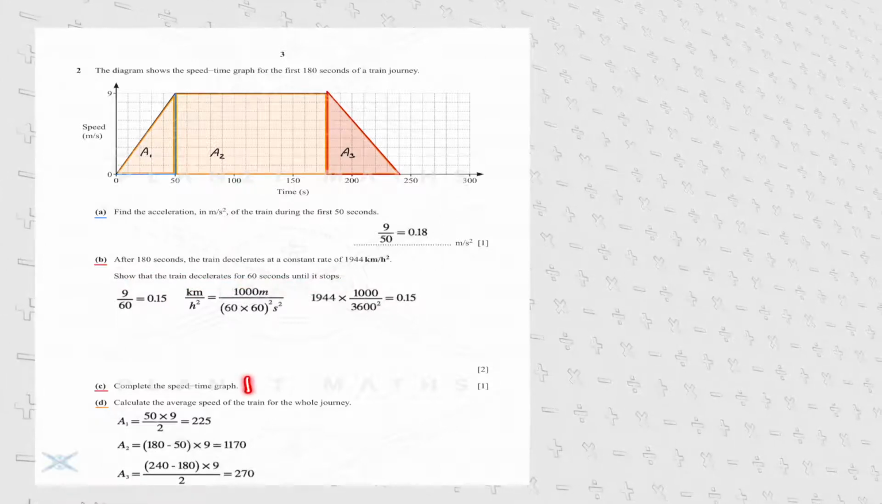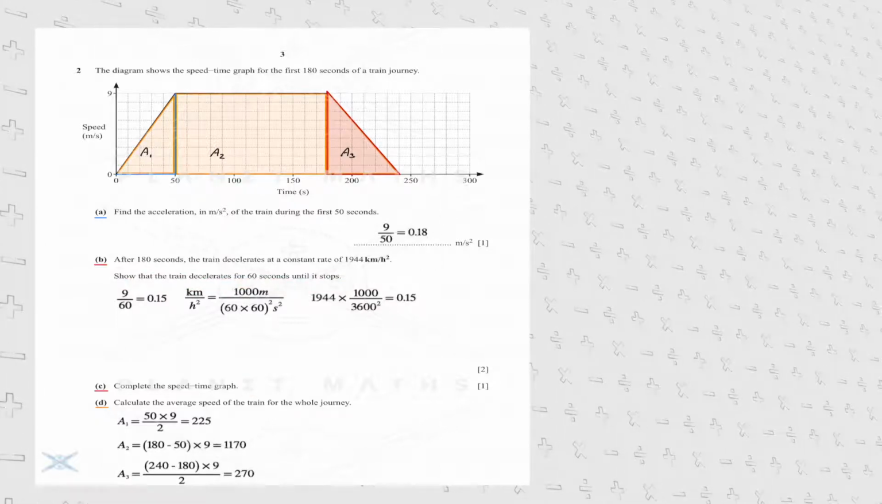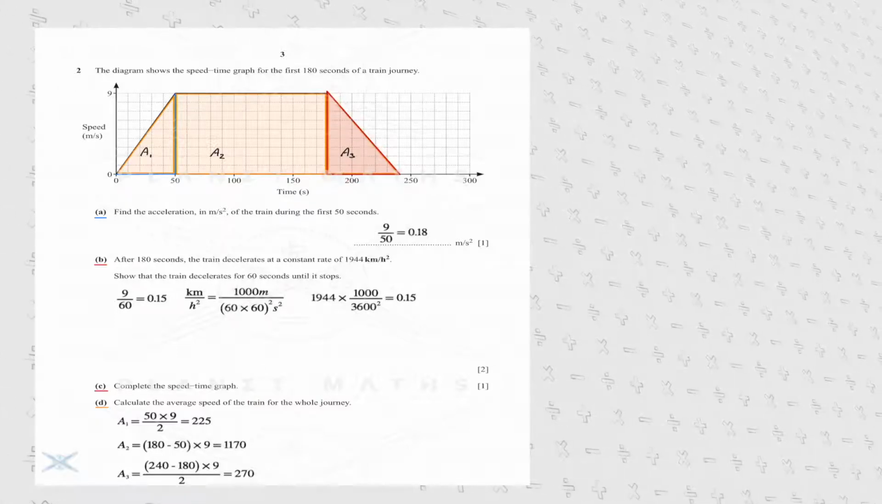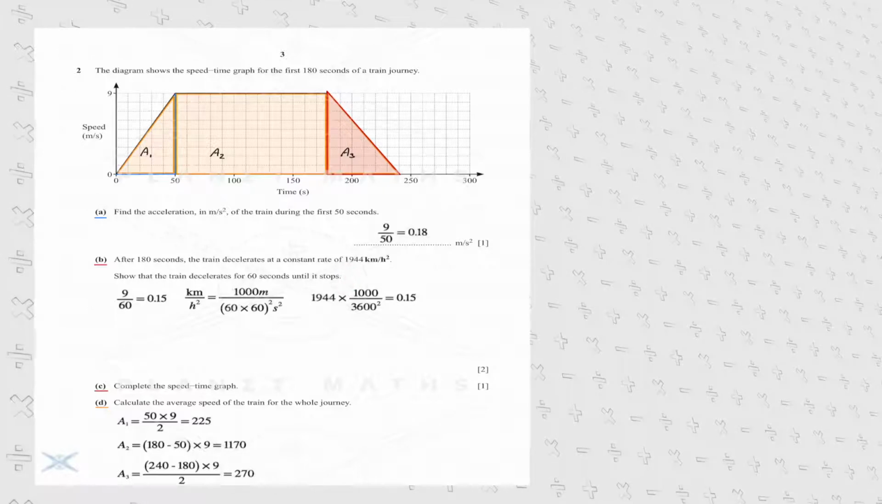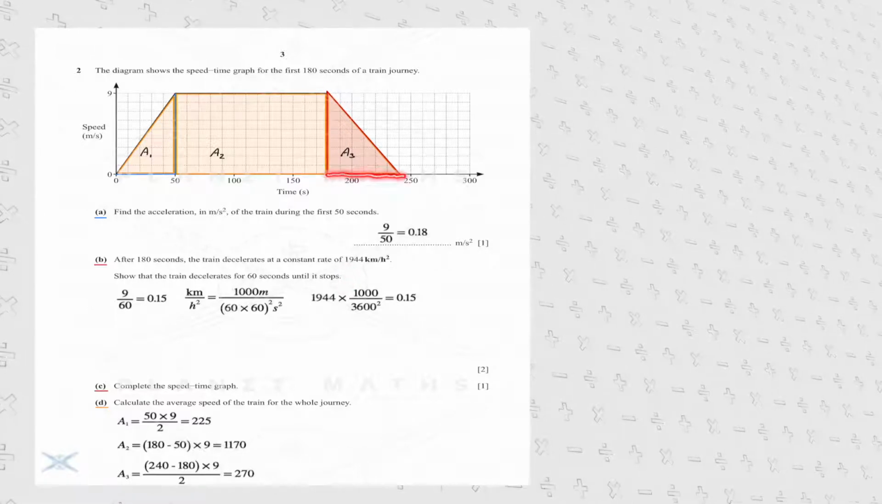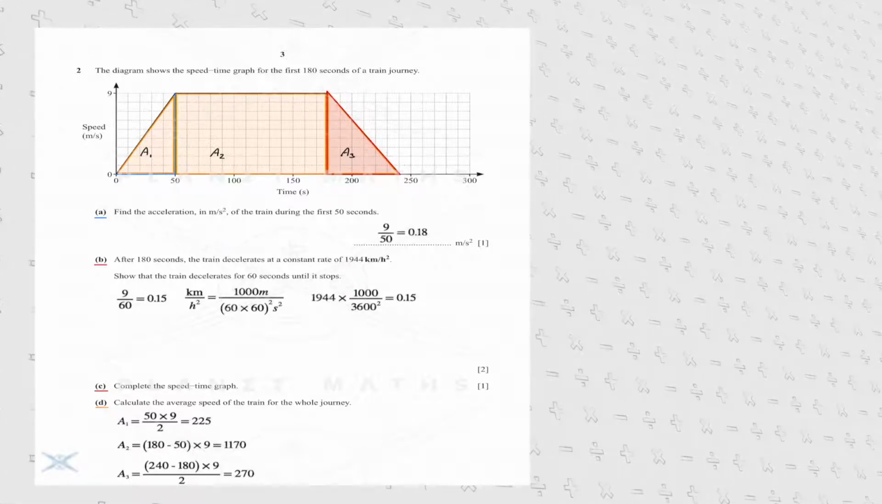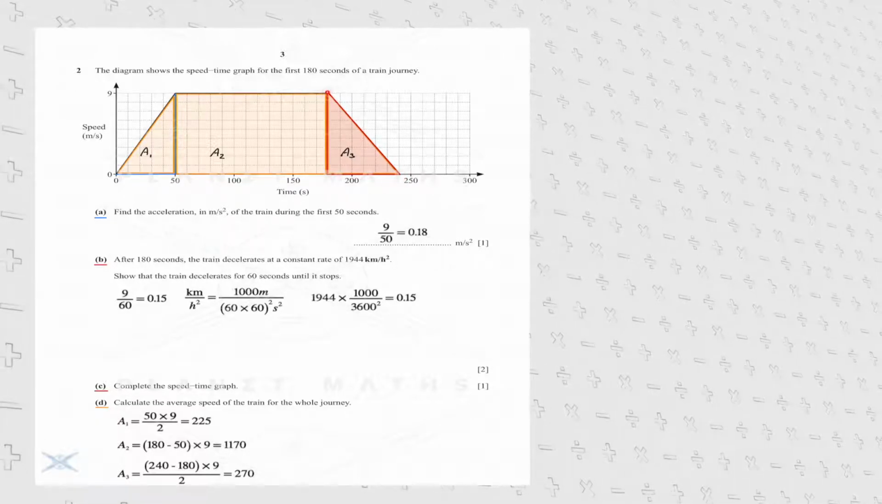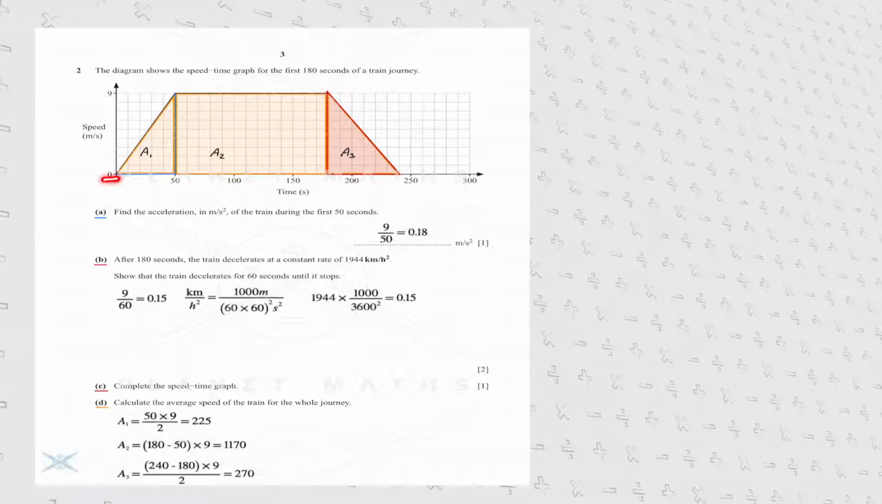In part C, we're supposed to complete the speed time graph, which has been visualized adding those two lines to the diagram, since we have learned in exercise B that it takes 60 seconds from there for the train to completely stop. Therefore, 180 plus 60 equals 240, and for the train to stop, it means that its speed has to come down to 0.